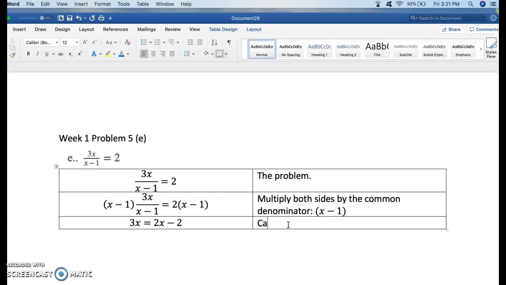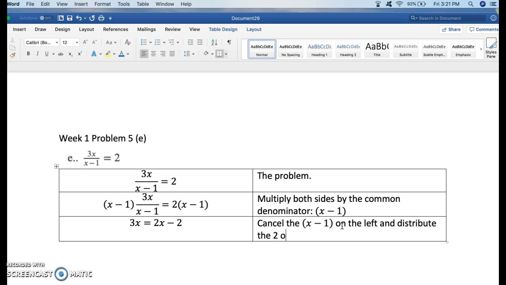All right, cancel the common denominator on the left and distribute the 2 on the right. Okay.